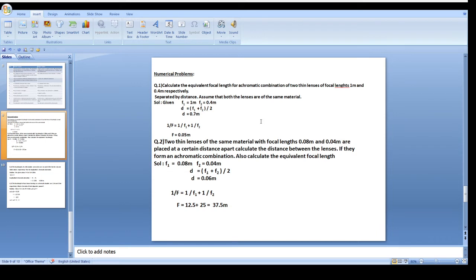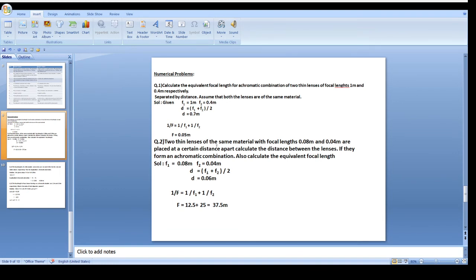Some numerical problems we can see here. First one: calculate the equivalent focal length for an achromatic combination of two thin lenses of focal lengths 1 meter and 0.4 meter respectively, separated by a distance. Assume that both the lenses are of the same material. F1 equals 1 meter, F2 equals 0.4 meter, d equals (F1 + F2)/2, so d equals 0.7 meter. Focal length formula: 1/F = 1/F1 + 1/F2. The value is F equals 0.05 meters.